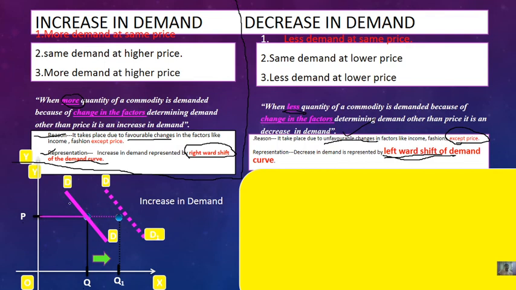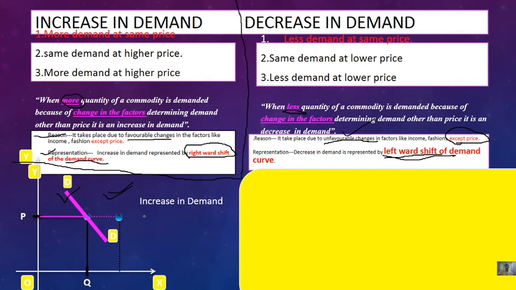This is the original demand curve DD, and the demand curve shown with the help of dotted lines, DD1, is the rightward shift of the demand curve, that is, increase in demand.